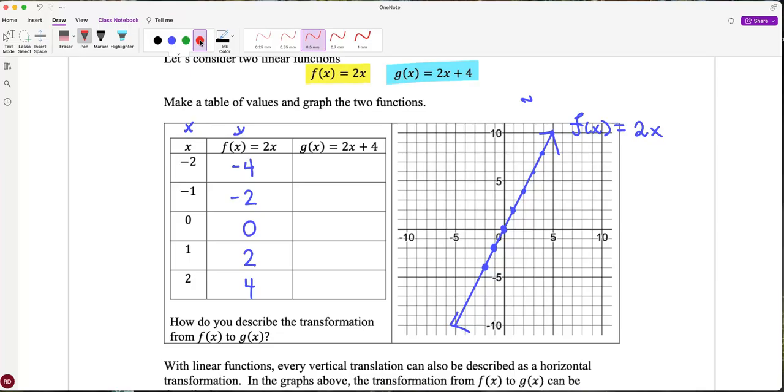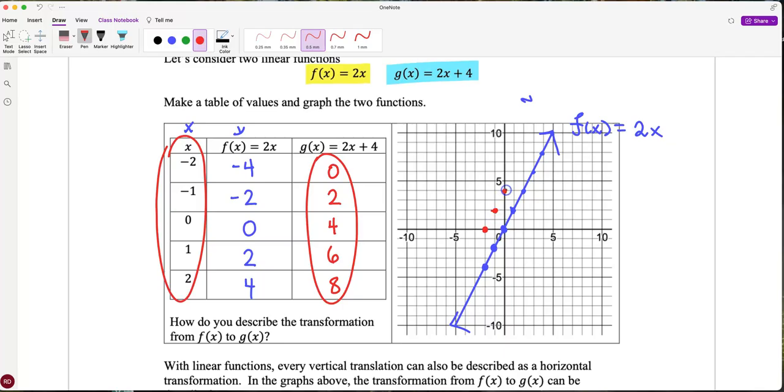Now if I graph g of x is 2x plus 4, I plug in a negative 2, I get 0. Plug in a negative 1, 4 minus 2 is 2. Plug in a 0, plug in a 1, and plug in a 2, and I get that. Here are my x values, and here are my y values. So negative 2, 0; negative 1, 2; 0, 4; 1, 6; and 2, 8. So this one again has a slope of 2, okay?